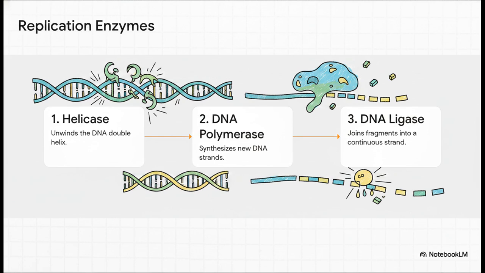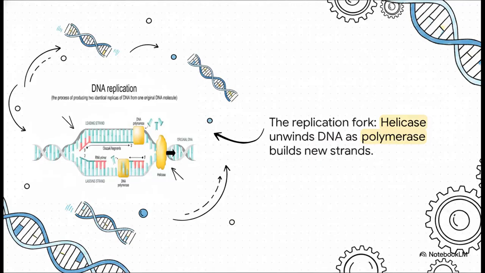It's a real team effort, run by a crew of specialized proteins called enzymes. First, an enzyme called helicase comes in and unwinds and unzips the DNA. Then the star player, DNA polymerase, gets to work building the new strands. And finally, another enzyme called ligase comes in to act like molecular glue, stitching everything together. And here you can see that whole operation in action. This is called the replication fork.